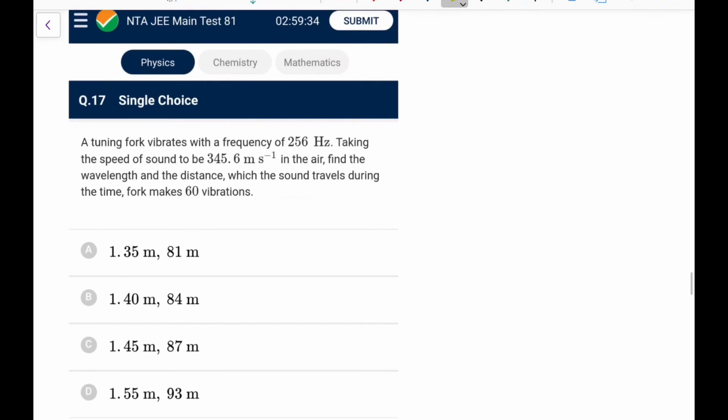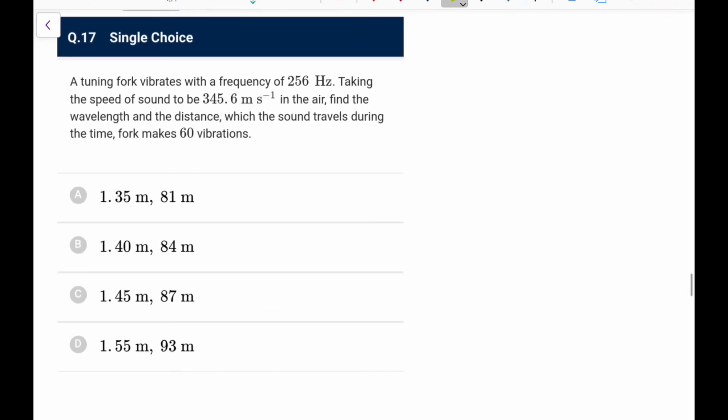Next, a tuning fork vibrates with a frequency of 256 hertz. Taking the speed of sound in air to be this, find the wavelength and the distance which the sound travels during the time the fork makes 60 vibrations. Because it has a frequency of 256 hertz, first of all, wavelength I can calculate as V by F, that is 345.6 upon 256. Let me solve it somewhat, and you have to check it.